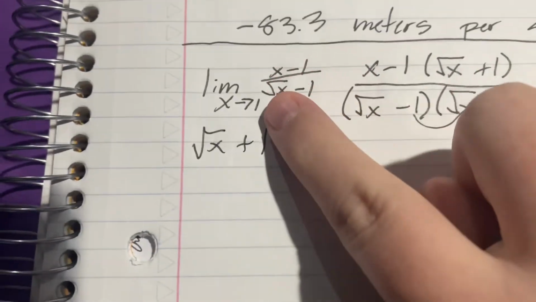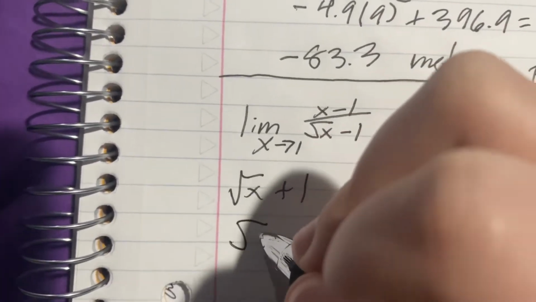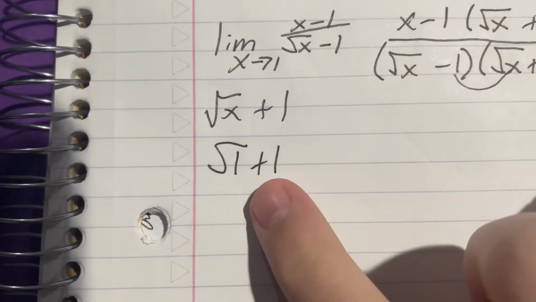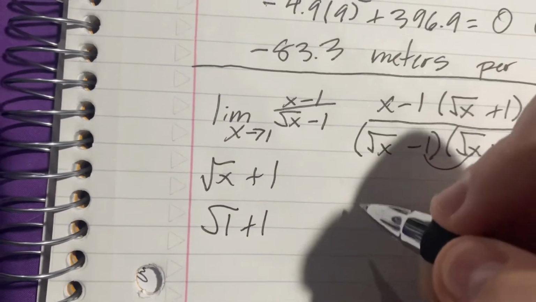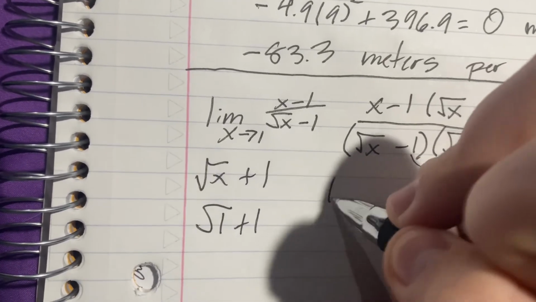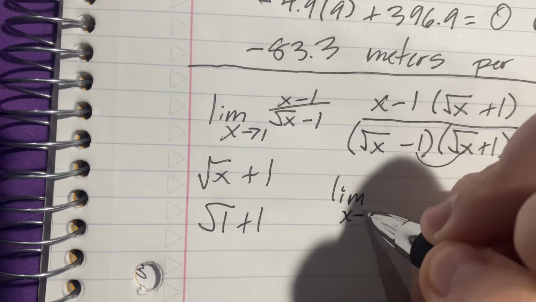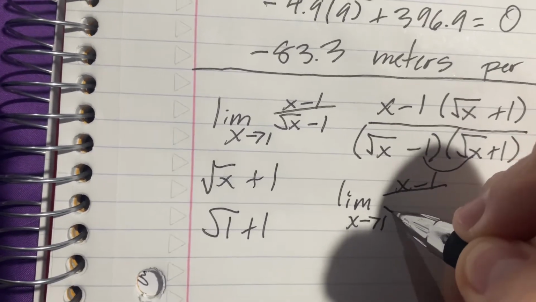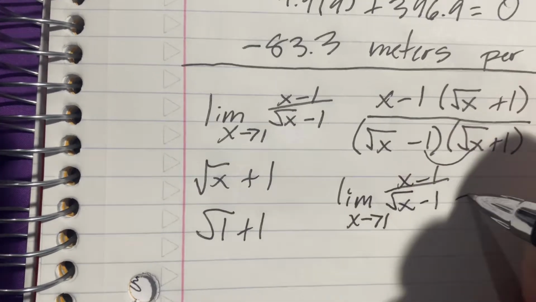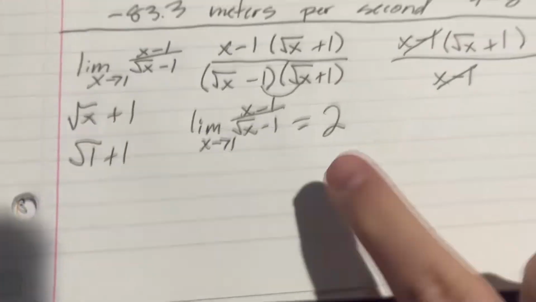And then you can go ahead and plug in your number. So square root of 1 plus 1. And the square root of 1, as we all know, is still 1. So the limit is going to actually end up being 2. So the limit as x approaches 1 of x minus 1 all over square root x minus 1 is equal to 2. And that is number 4.